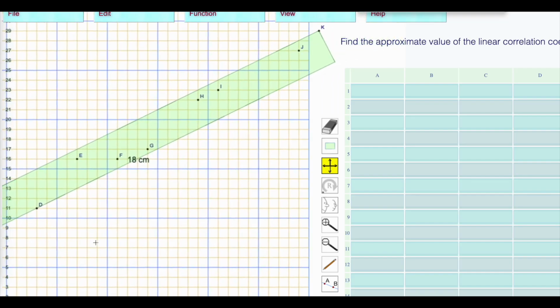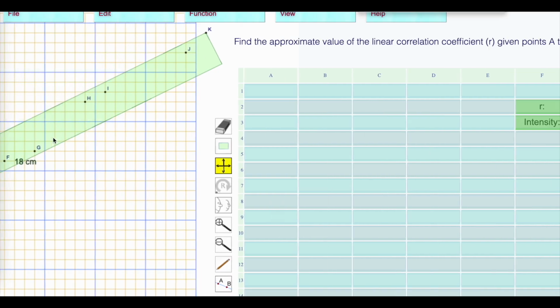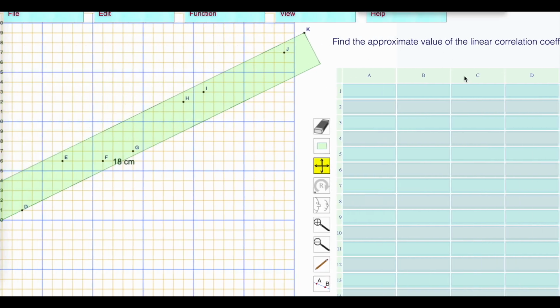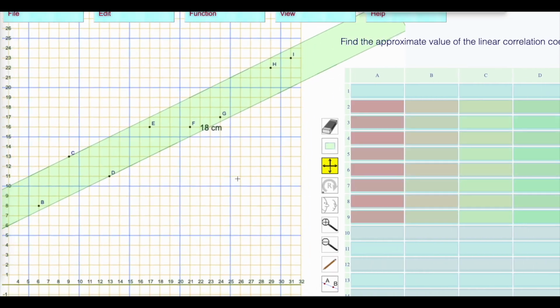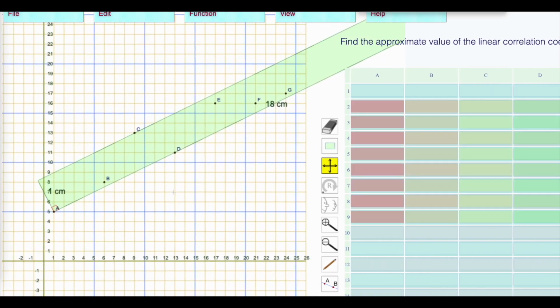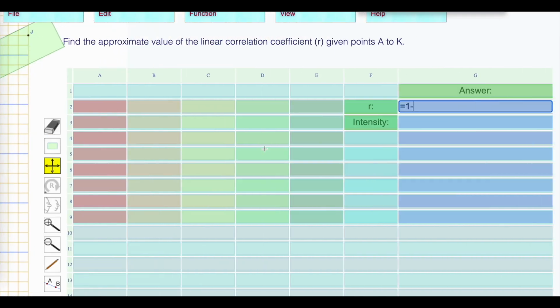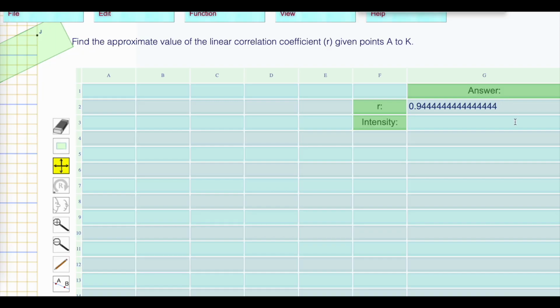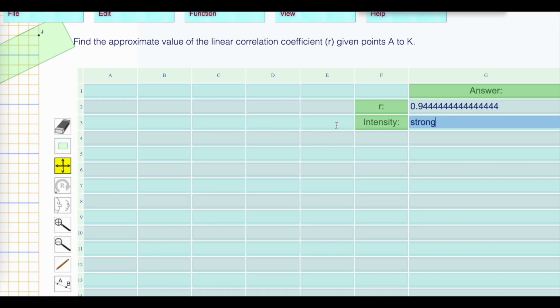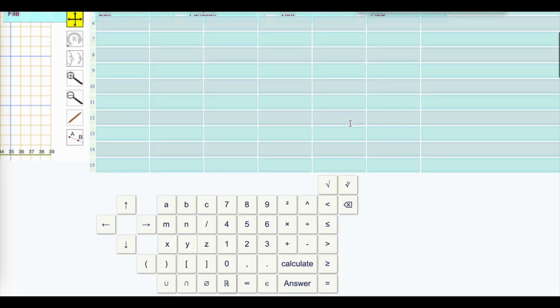We want to find the linear correlation coefficient. This is a positive slope, so our correlation has to be positive. It is 1 minus the small dimension, which is 1 centimeter, over the large dimension, which is 18 centimeters. 1 minus 1 over 18 gives us 0.944, which is strong. The intensity is strong.